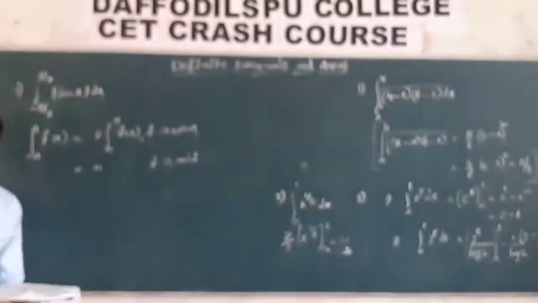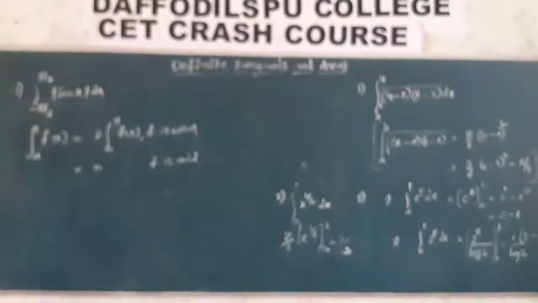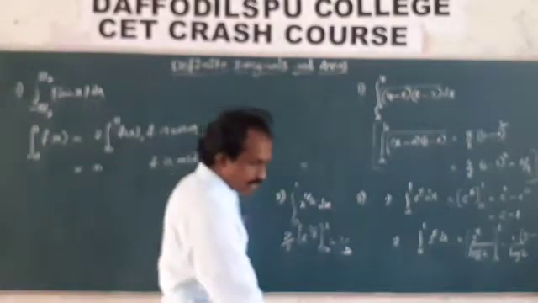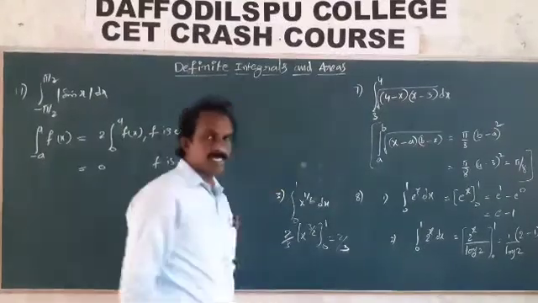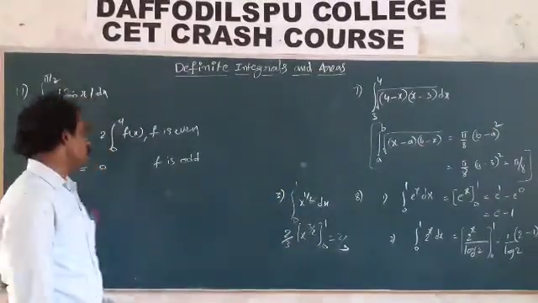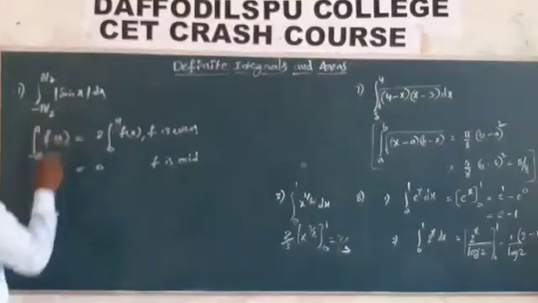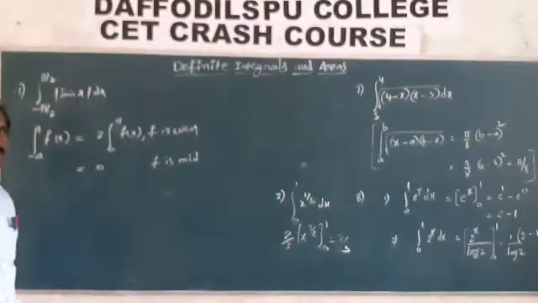What is an even function or an odd function? f of minus x is equal to f of x, that is an even function. f of minus x is equal to minus f of x, that is an odd function. So substitute in this one, we will get a positive value. Therefore that is an even function.